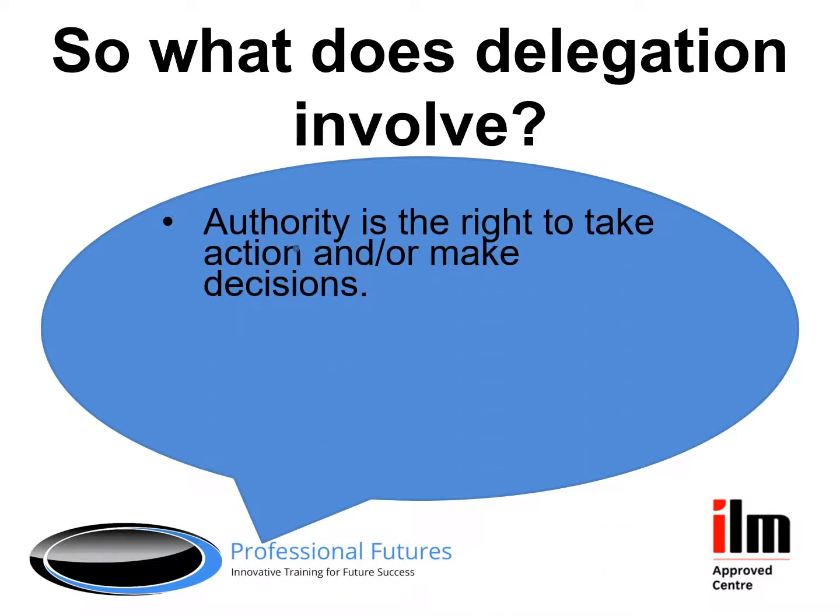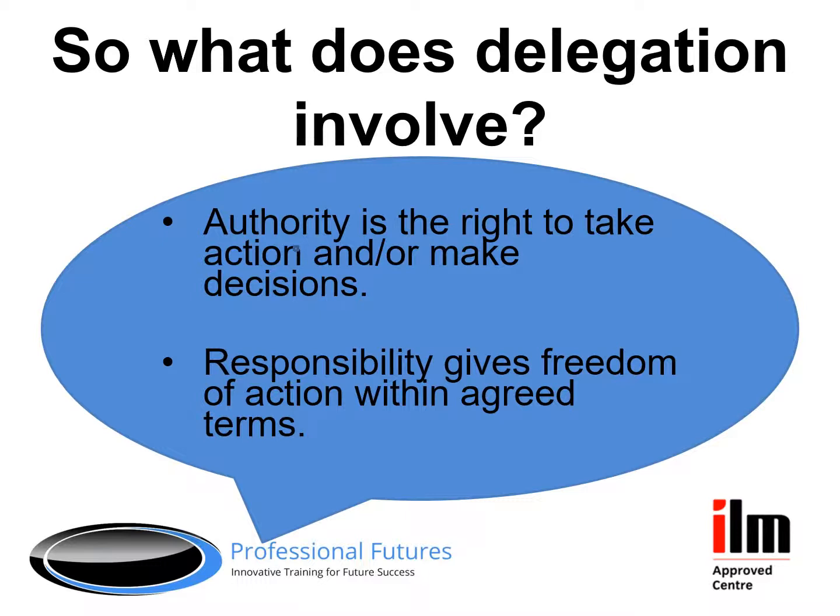So first of all, authority is the right to take action and or make key decisions. So when you delegate a task to somebody, you are giving them the authority to be able to make a decision on that task. Okay. Now the second element is responsibility, and responsibility is to be able to give freedom of action within agreed terms. So in other words, you allocate that responsibility for that particular task, but you specify what the parameters of that task are.